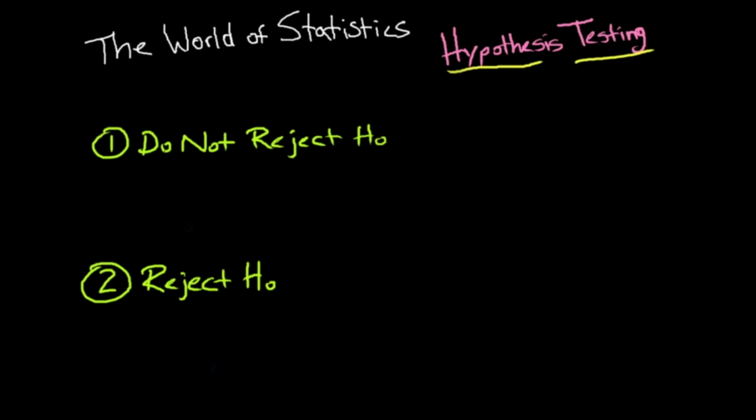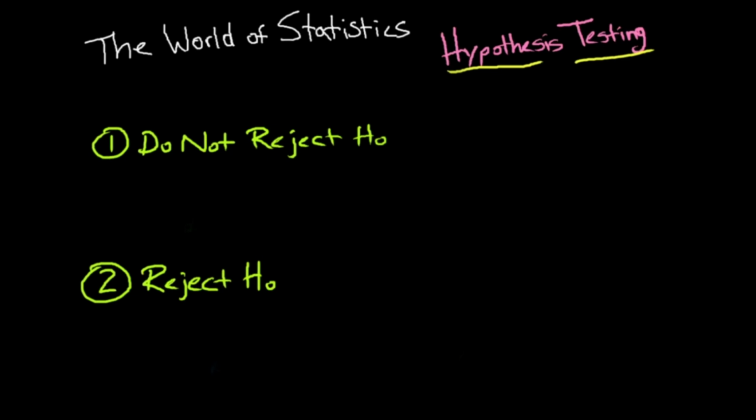Number one, do not reject H0, or the null hypothesis. So we do not reject that. The other one is that we do reject the H0, or the null hypothesis. So for the first one, when we do not reject our H0 or null hypothesis, what does that tell us?